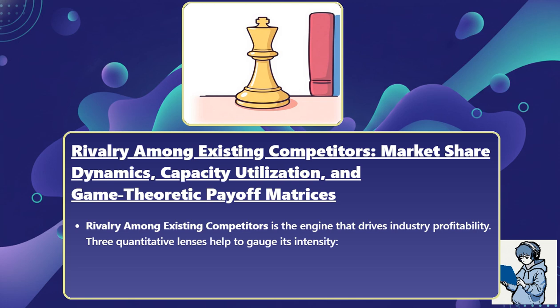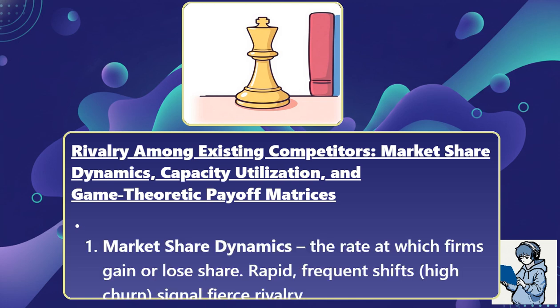Rivalry among existing competitors is the engine that drives industry profitability. Three quantitative lenses help to gauge its intensity. Number 1, market share dynamics: the rate at which firms gain or lose share. Rapid, frequent shifts, high churn signal fierce rivalry.